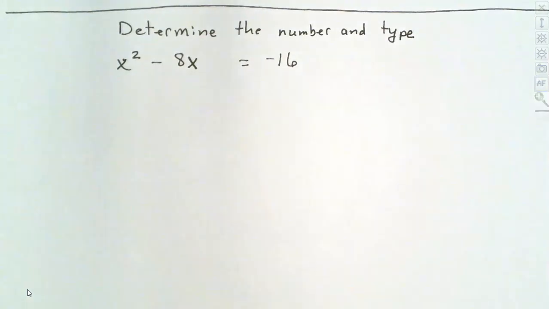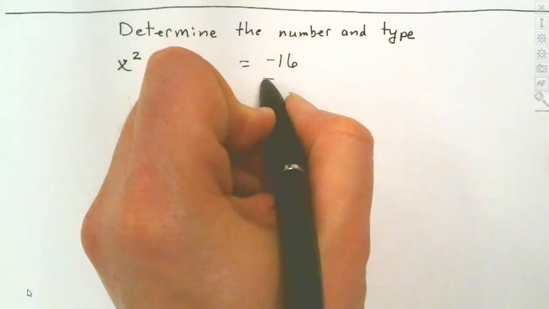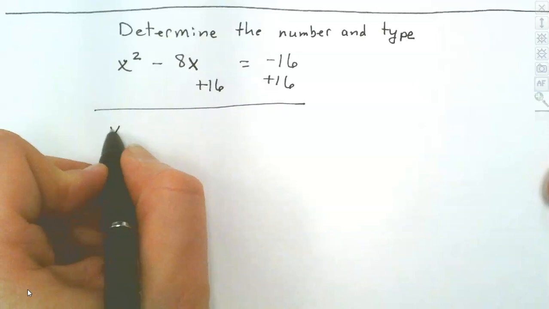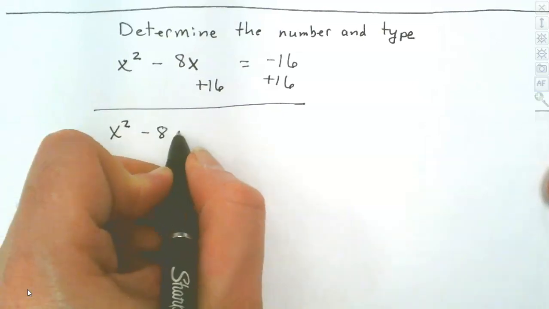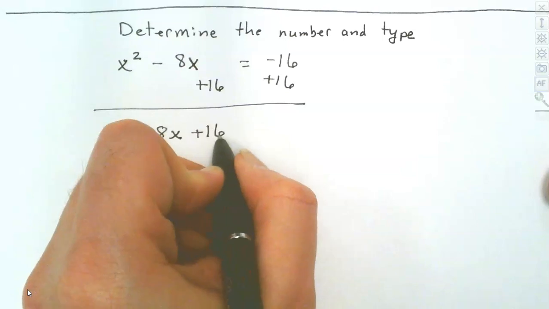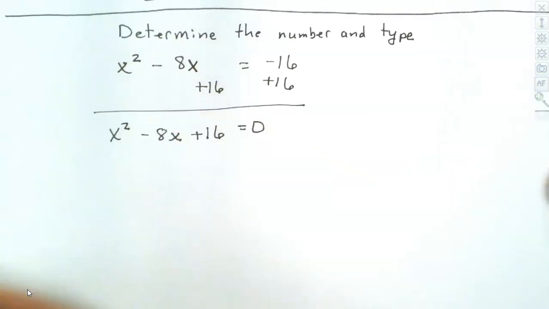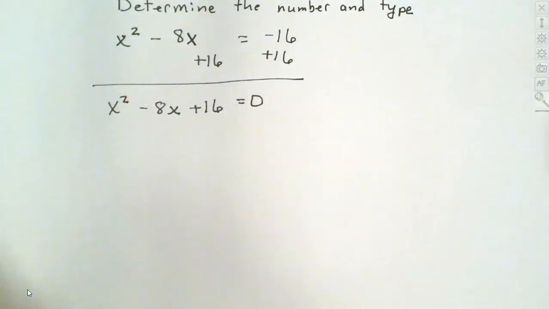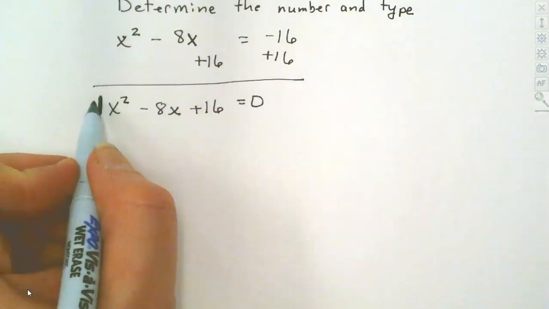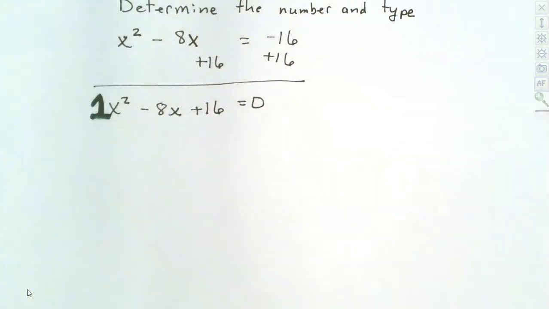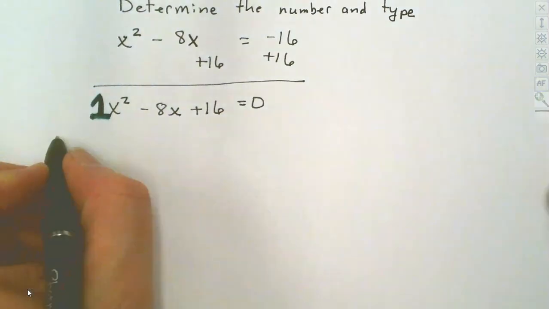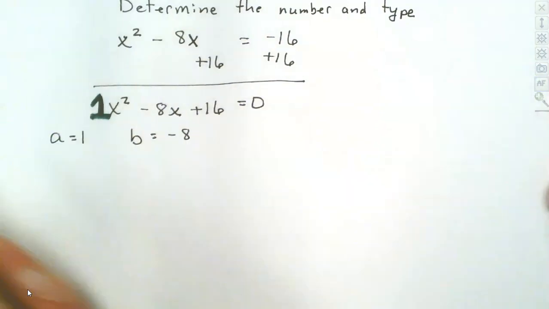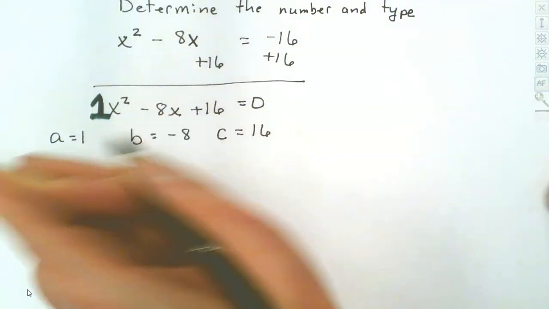So first things first, it needs to be set to 0. So add that 16 over. And now it's x squared minus 8x plus 16 equals 0. No number in front of that x squared, so we can use a 1. It helps if you put that in there. So a is 1. B is a negative 8. And C is a 16.